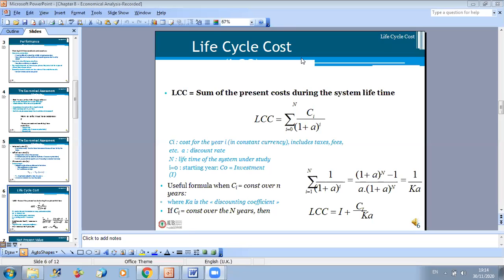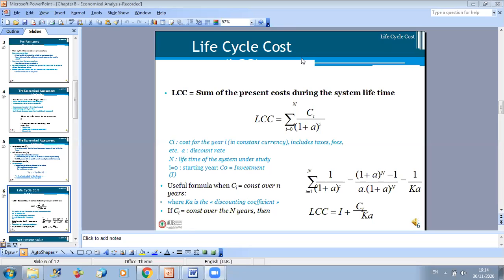I get C0, the cost at year 0, over 1. And what is the cost at year 0? This means the initial investment I put. So the first term in your equation is the initial investment I.